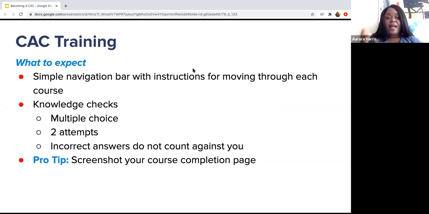So it's lots of knowledge checks. They're multiple choice, and you get 2 attempts. Incorrect answers don't count against you.